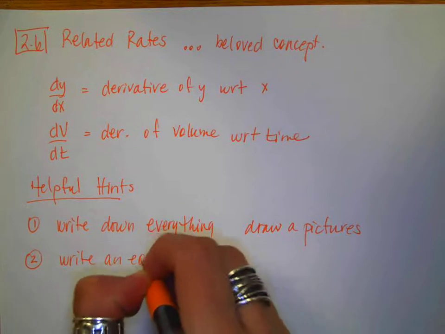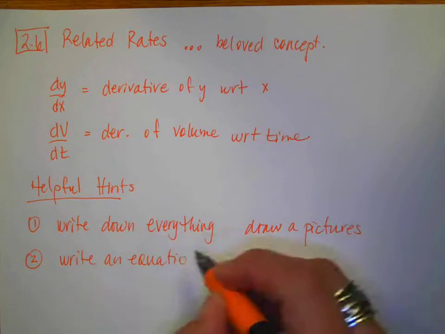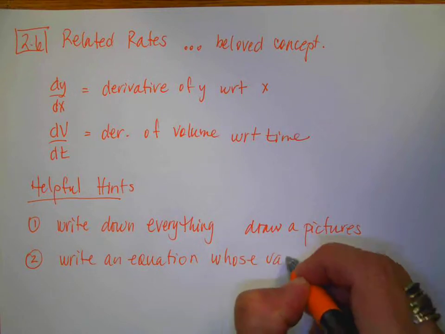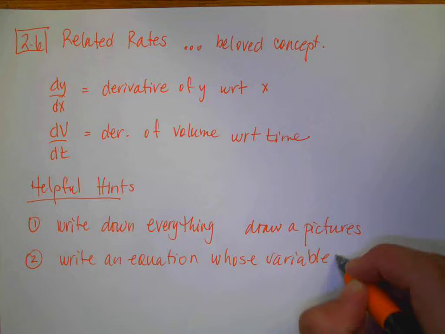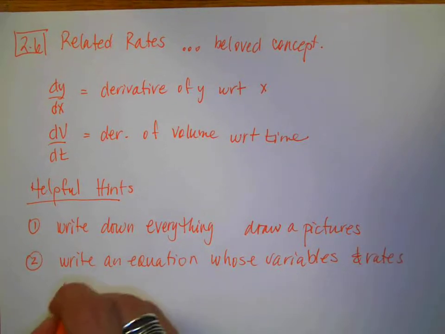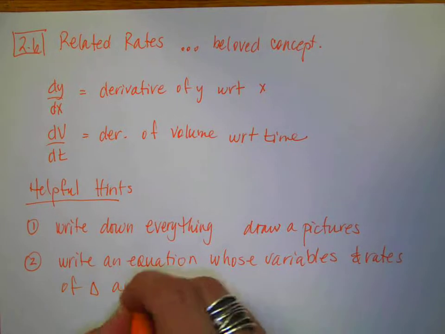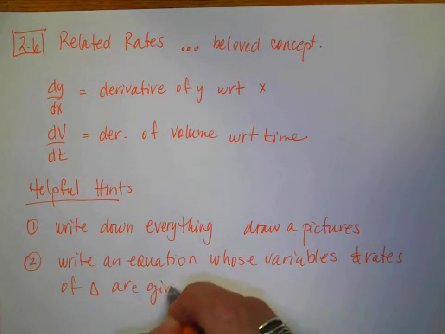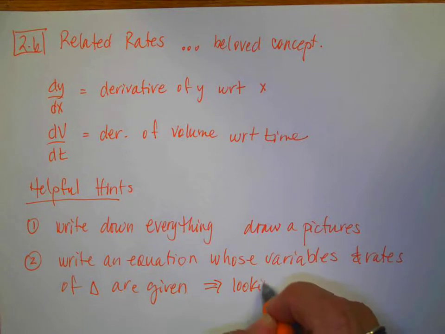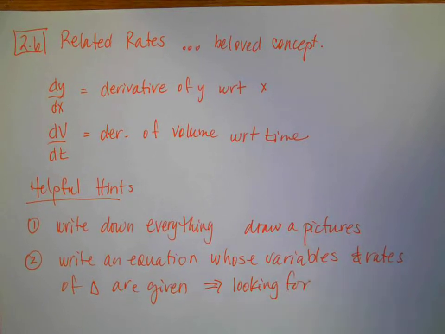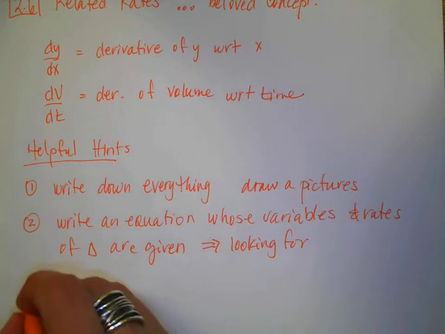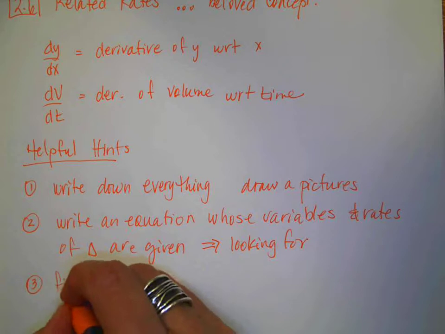Then I want to write an equation whose variables and rates of change are given. And sometimes I need to write an equation of what I am looking for. Okay, so I can often have at least a couple of different equations going around.